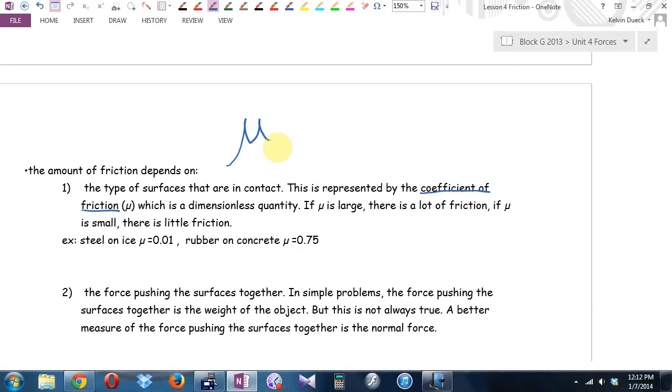Rubber has a high coefficient of friction, has a high mu. That's why we use it for tires. So rubber on concrete, about 0.75. Although when it rains, that drops to about 0.35. It drops dramatically. When it snows, it drops even more.